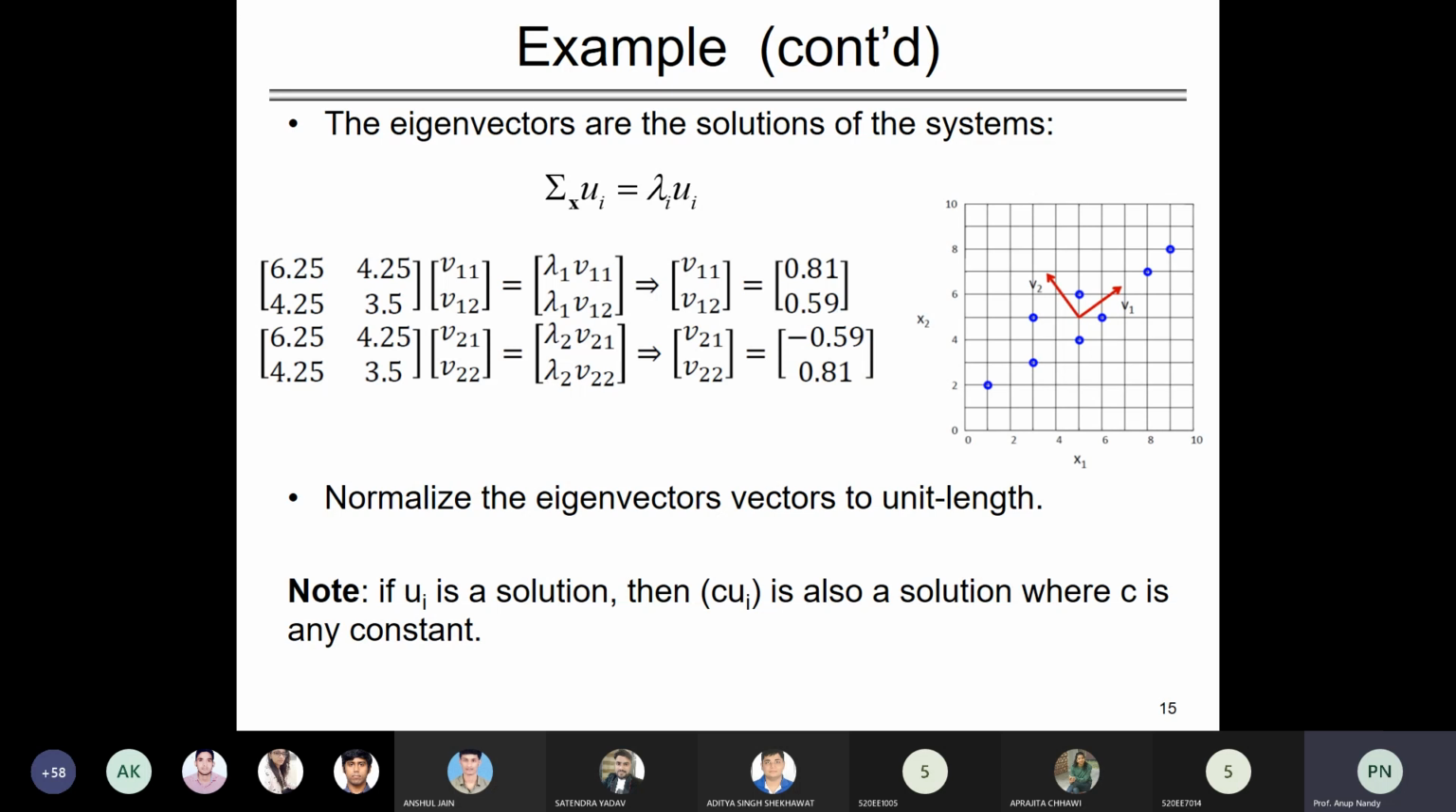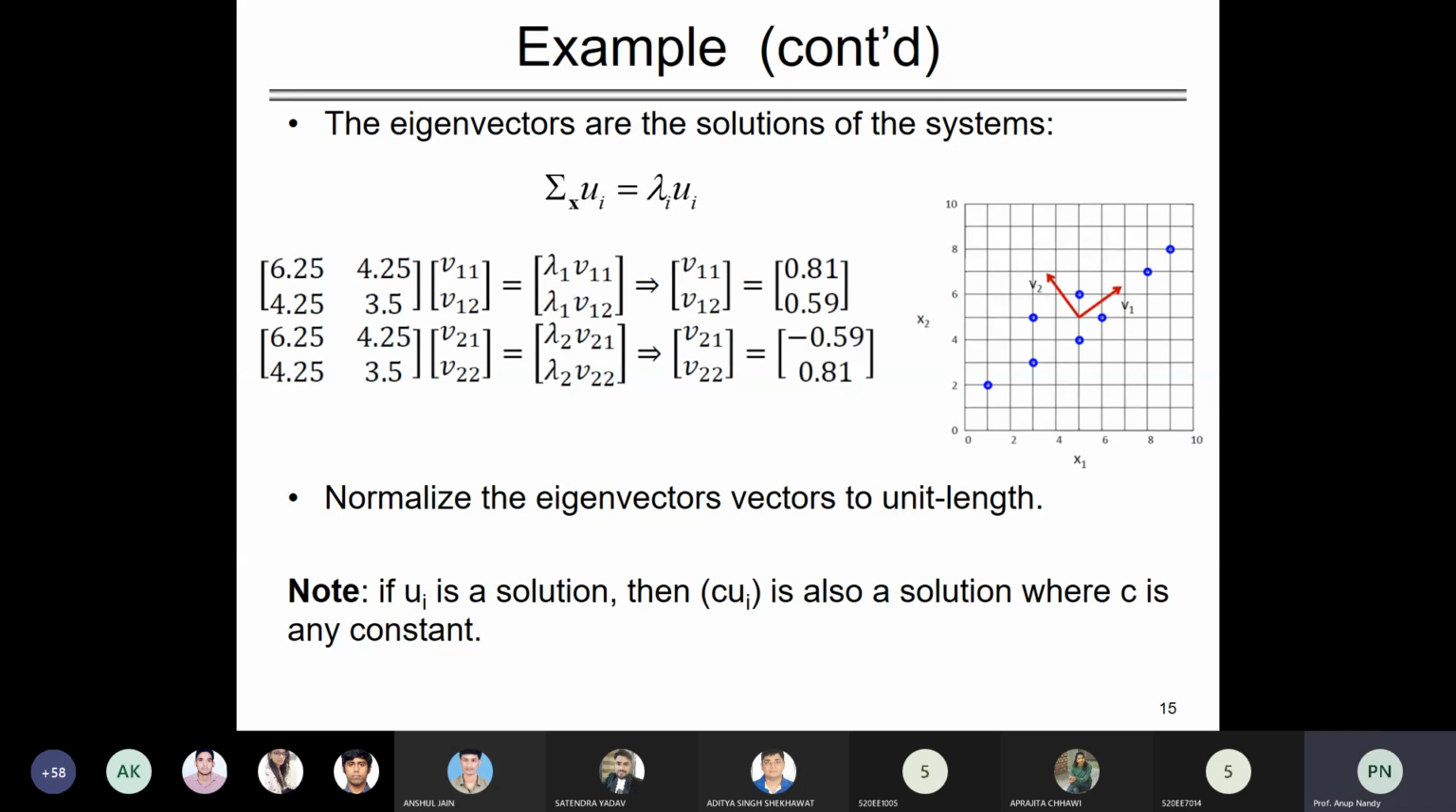Now these things are going to have lambda 1 into v11, lambda 1 into v12, lambda 2 into v21, lambda 2 into v22. Now v11 and v22 you have as 0.81 and 0.51, and then you have to normalize the eigenvectors to unit length. If u_i is a solution, then c u_i is also a solution, where c is any constant.